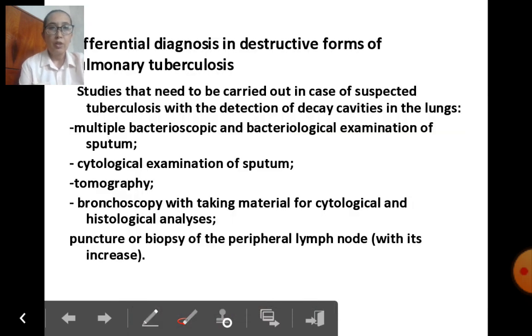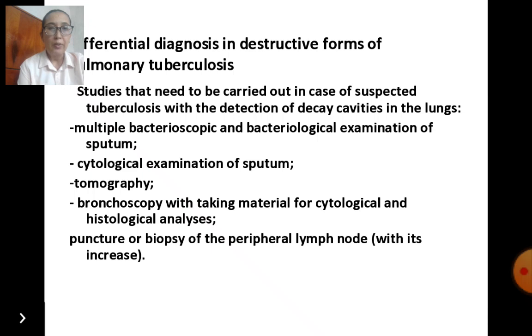Differential diagnosis in the structured forms of pulmonary tuberculosis. Studies that need to be carried out in case of suspected tuberculosis with the detection of decay cavities in the lungs: multiple bacterioscopic and bacteriological examination of sputum, cytological examination of sputum, tomography, bronchoscopy with taking material for cytological and histological analysis, puncture or biopsy of the peripheral lymph node.